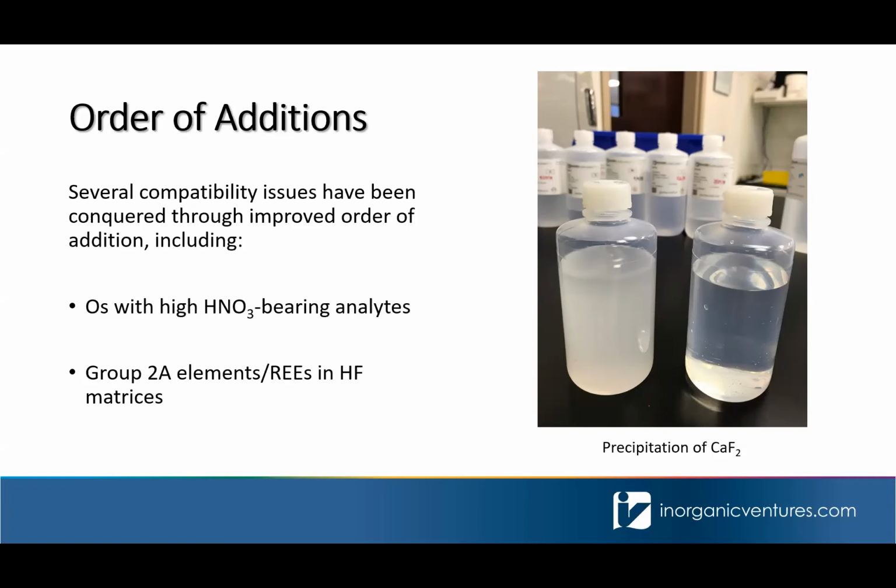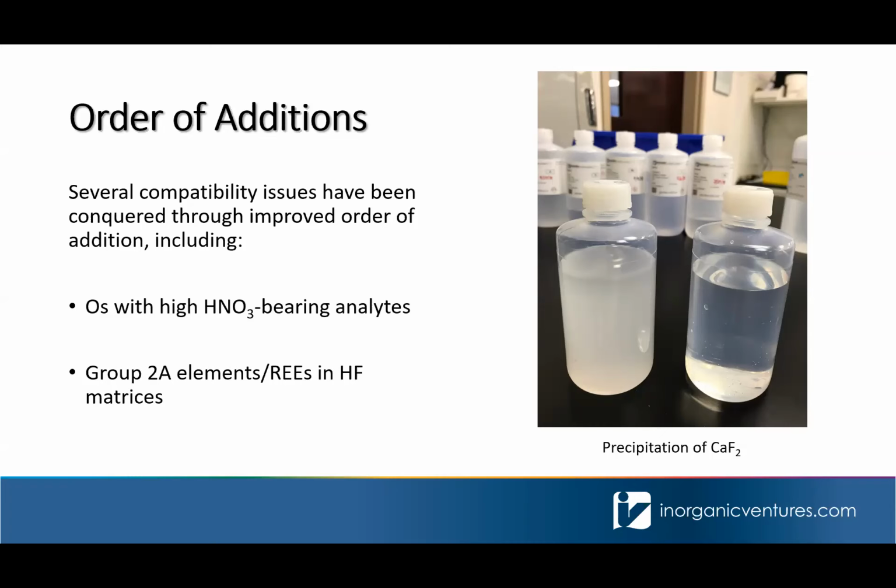Okay. So another example, and the one shown in the photograph, is HF-sensitive elements. So we talked about the group 2A elements being HF sensitive and also your rare earth elements. Okay, so this particular photo is showing you the precipitation of calcium fluoride. So we've added calcium in the presence of HF, and on the left, you can see that you have precipitation of calcium fluoride in this solution. So it's not stable and it won't work in your calibration solution.